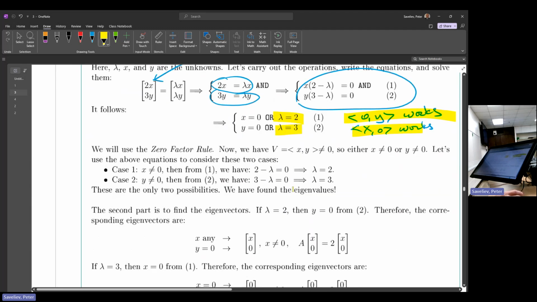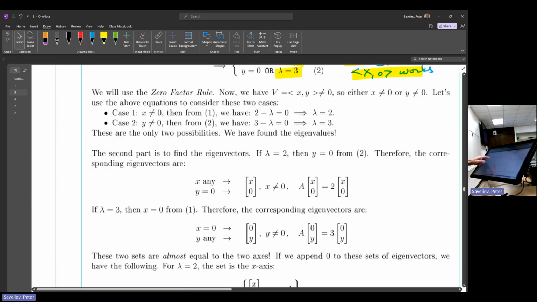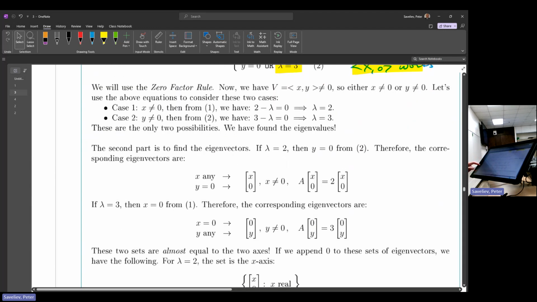So to summarize once again, for any x and y equal to 0, the vector is (x, 0), and under multiplication you can easily verify the vector doubled. So along the x-axis, everything is doubled. Along the y-axis, everything is tripled. And so that is the answer.